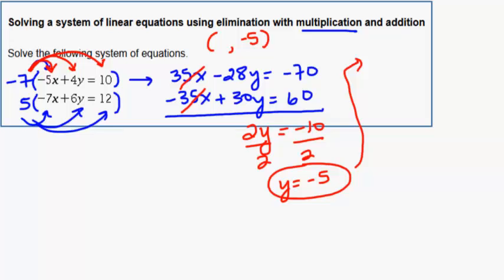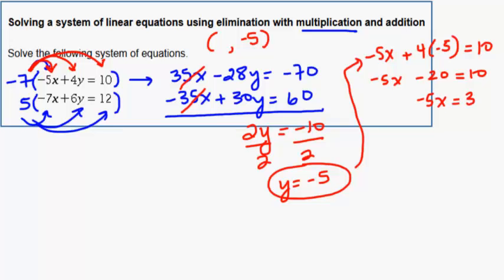Let's substitute it back into either equation. I'll substitute into the first equation. I get negative 5x plus 4 times negative 5 equals 10. And this is going to give me negative 5x minus 20 is 10. Add 20 to both sides. Get 30 and divide by negative 5, and x is negative 6. So that gives us our solution to the system.